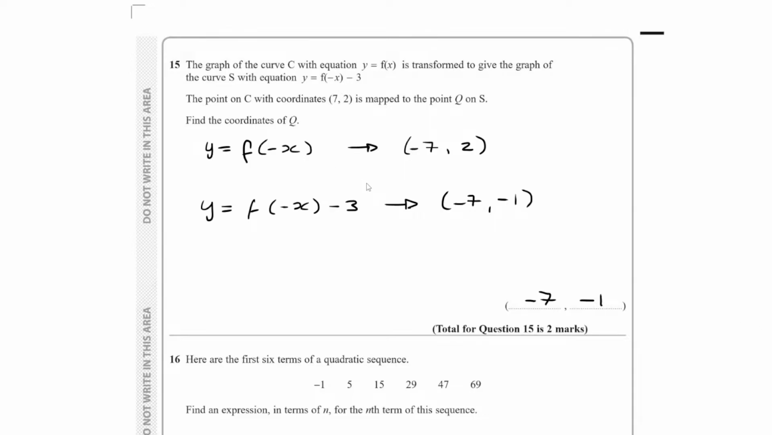So just break it down piece by piece. Normally, each transformation will affect only one of the two coordinates at a time. So first was affecting the x coordinate, then the second one was affecting the y coordinate.